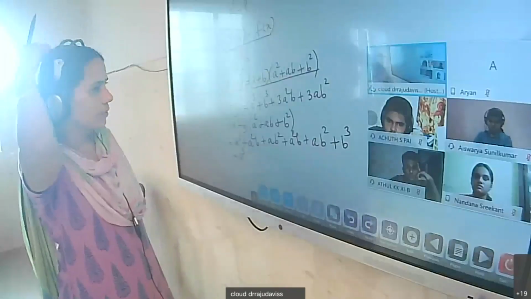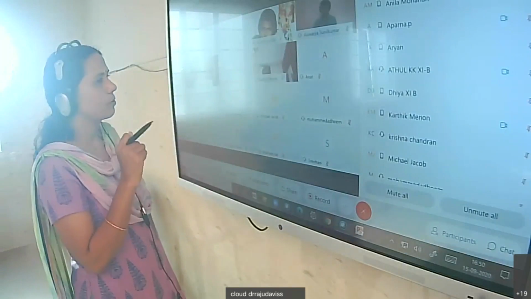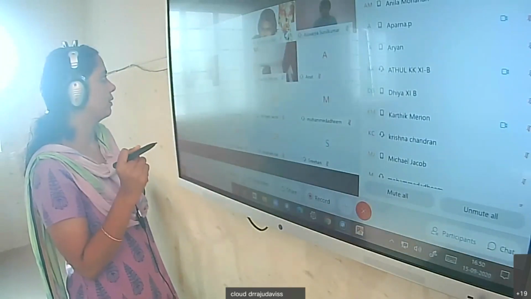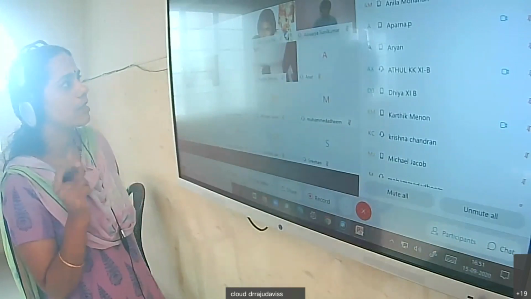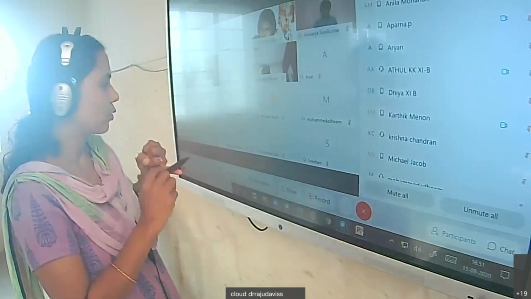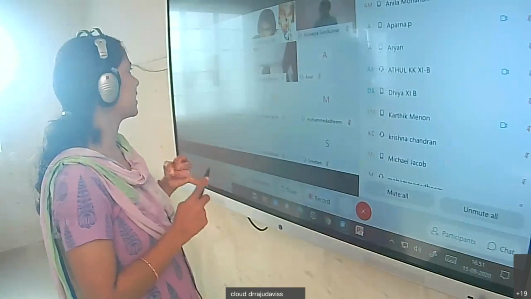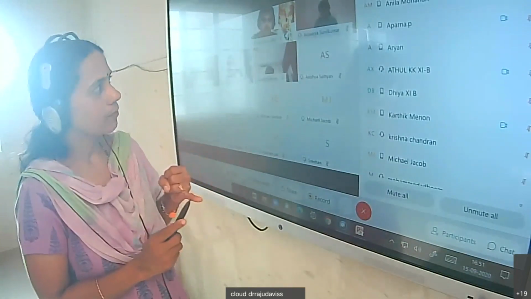In ninth standard, we learn so many formulas. A plus b plus c the whole square. Today's work is to find out all these identities. We have learned all these identities. We need all these identities. Write down. Note down these identities.